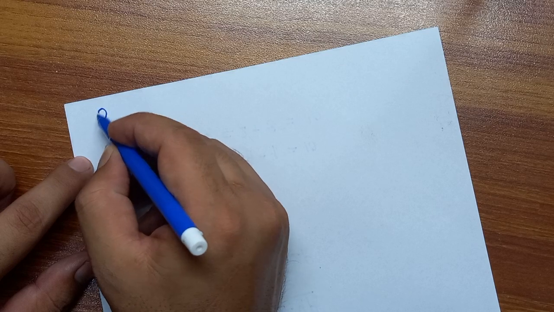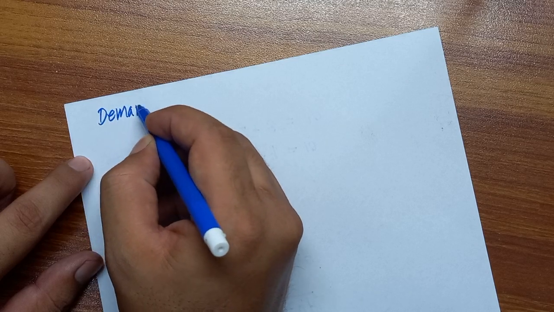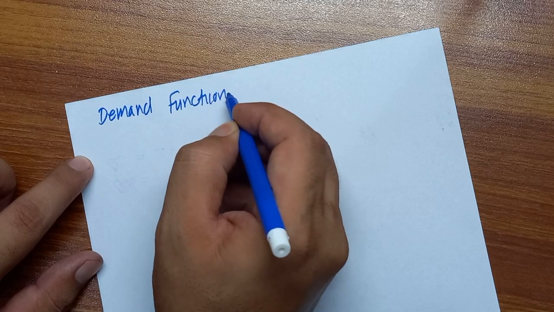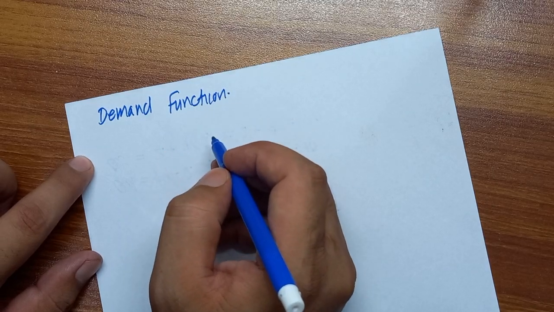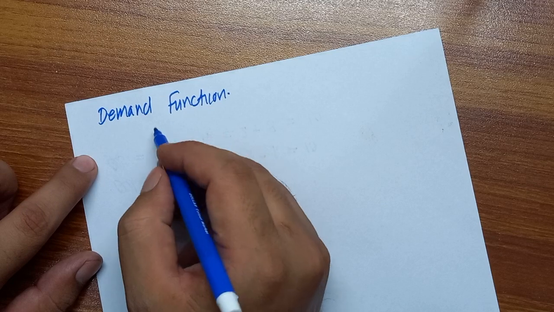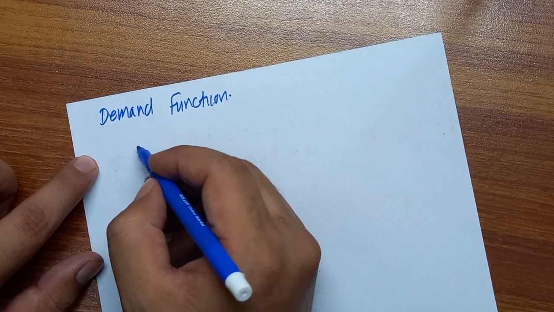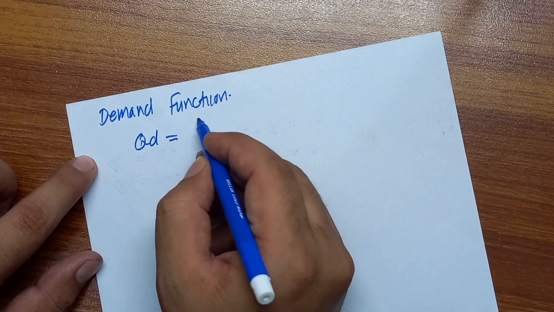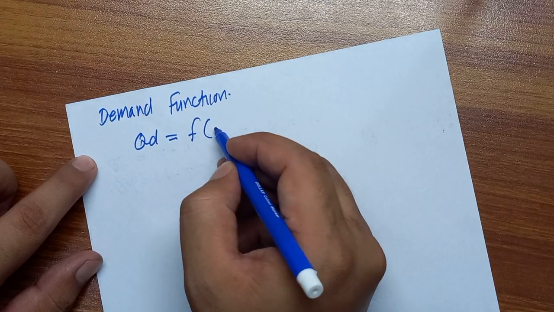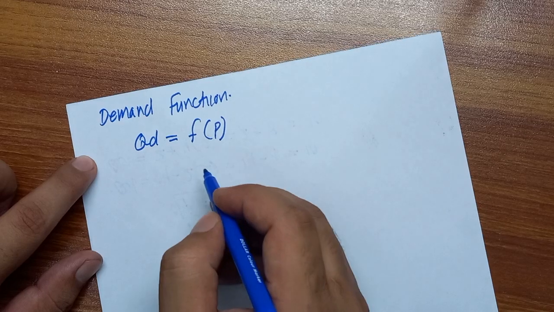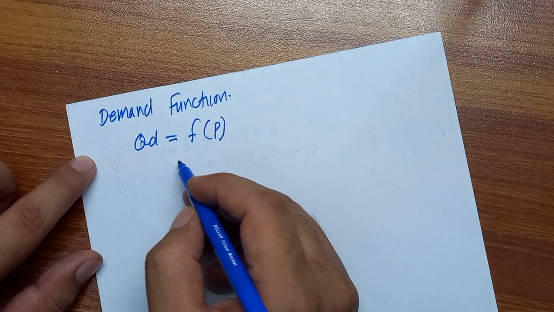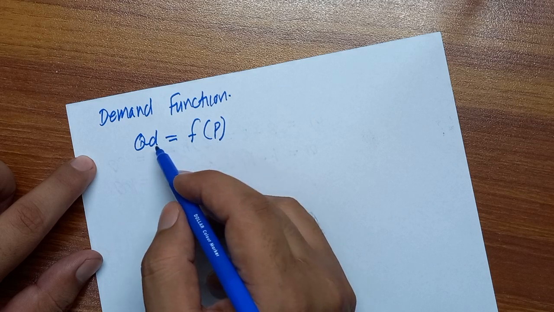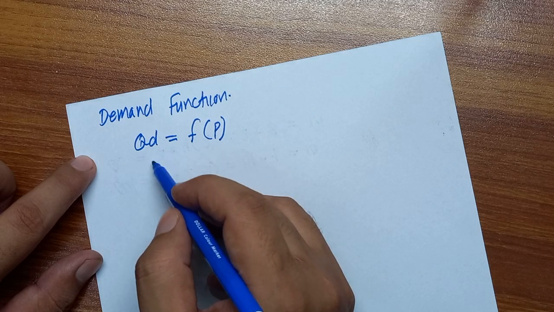Demand function. So the demand function, as we discussed in the previous lectures, is quantity of demand is equal to function of price. So this is a demand function. When the price increases or decreases, the quantity of demand also increases and decreases.